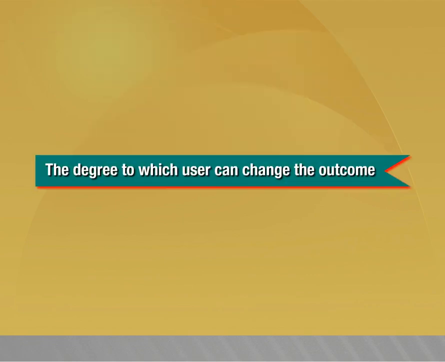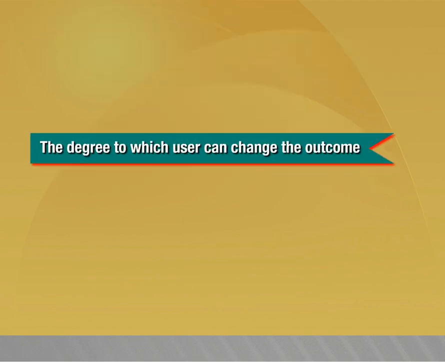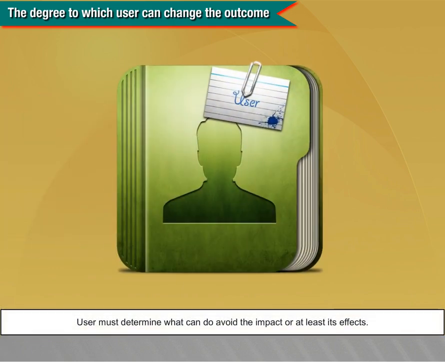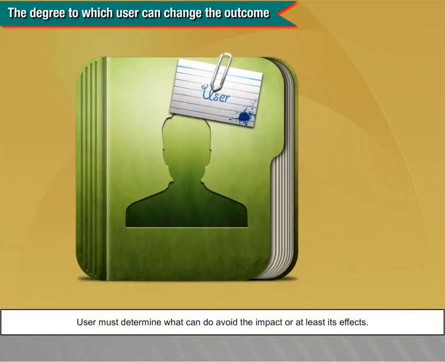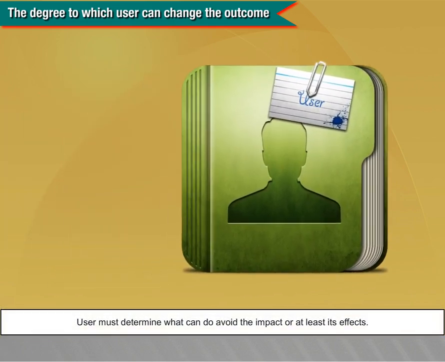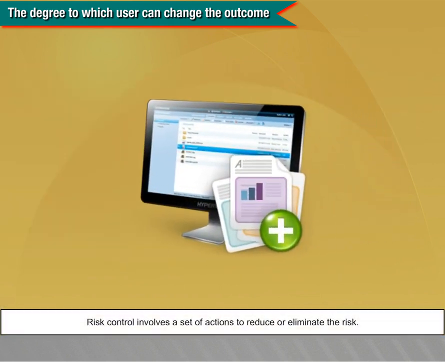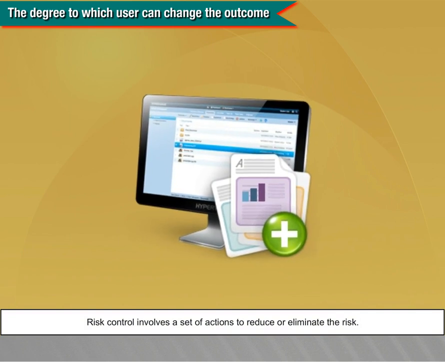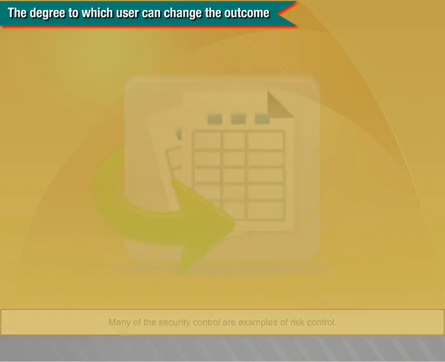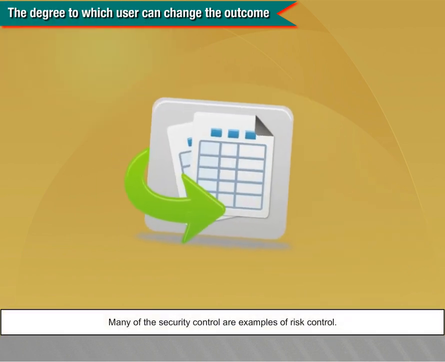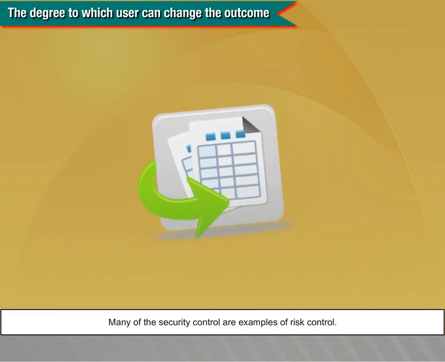The degree to which the user can change the outcome. The user must determine what can be done to avoid the impact or at least its effects. Risk control involves a set of actions to reduce or eliminate the risk. Many of the security controls are examples of risk control.